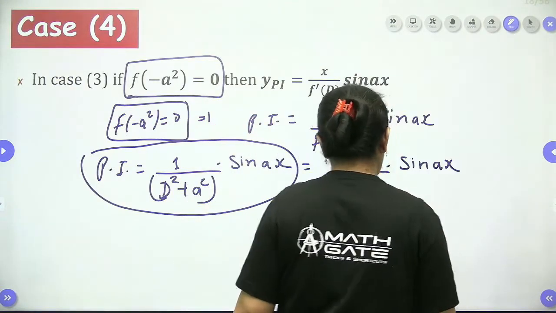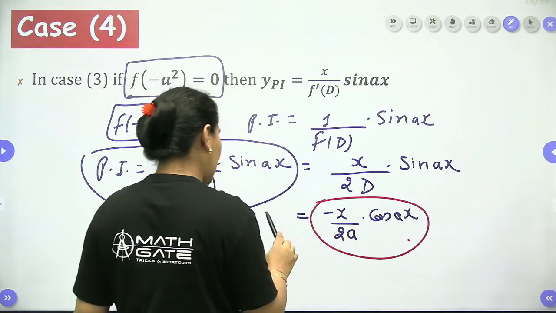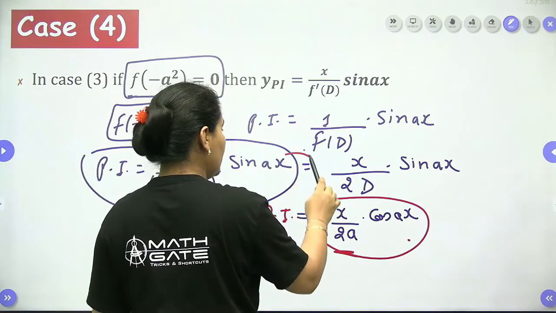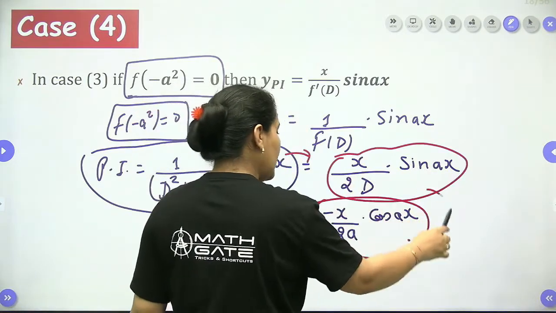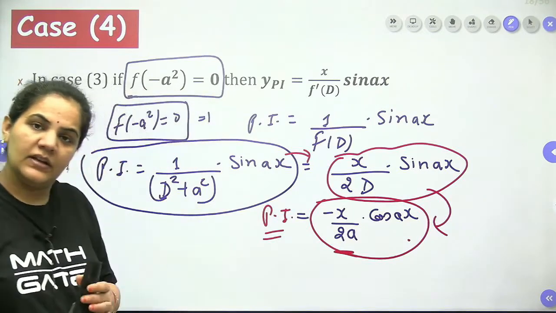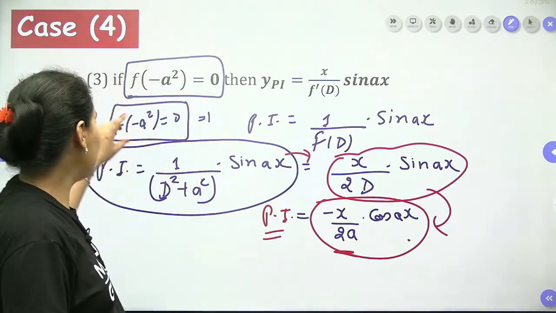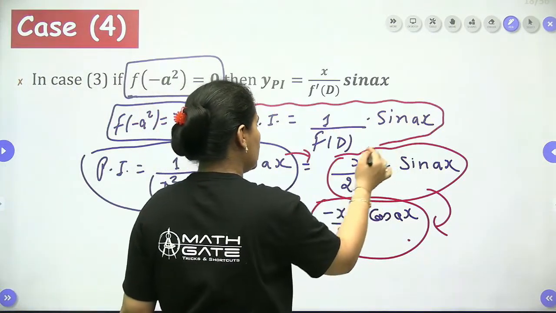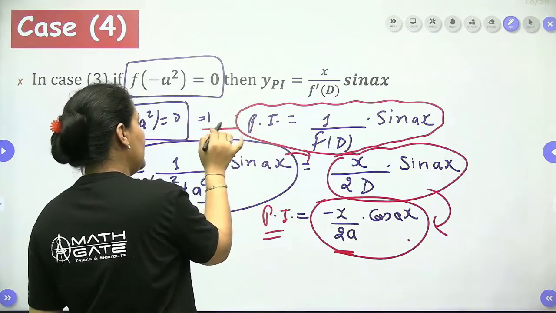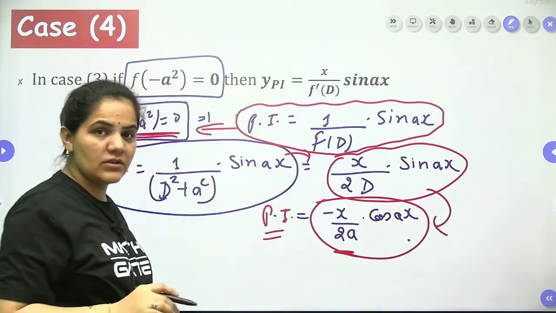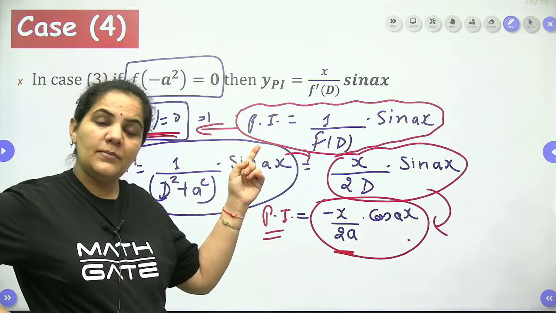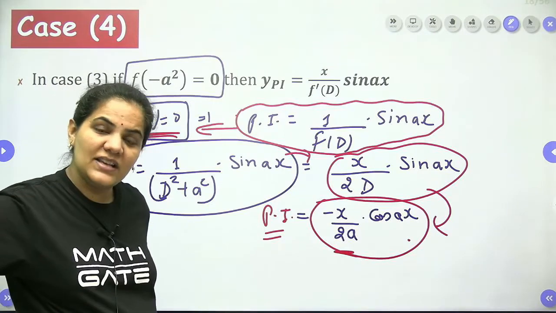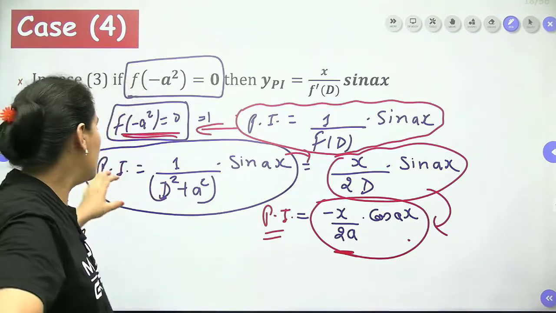Now you have two approaches. It's your wish whether you want to go with the direct PI. If you want to write directly, you can go for this one. If you want to go step by step, you can go first this one, then write down this again. Clear, guys? Okay, let me tell you one more time. When we have to find the PI of 1 by f(D) into sine of ax form, and also f of minus a square is equal to 0, then we will go for this method.